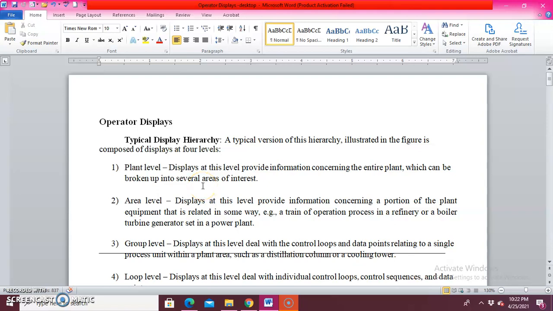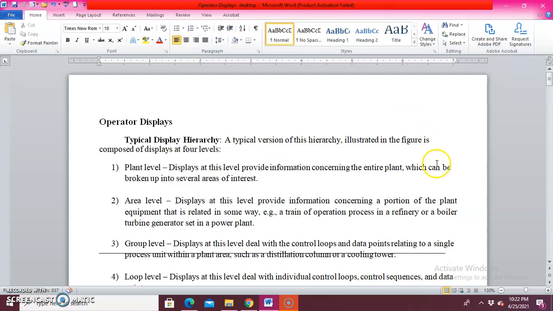In this video, we are going to see about operator displays. Operator displays play a very important role in DCS, SCADA, and wherever we have a control room in most of the plants. All the plants consist of an operator display.